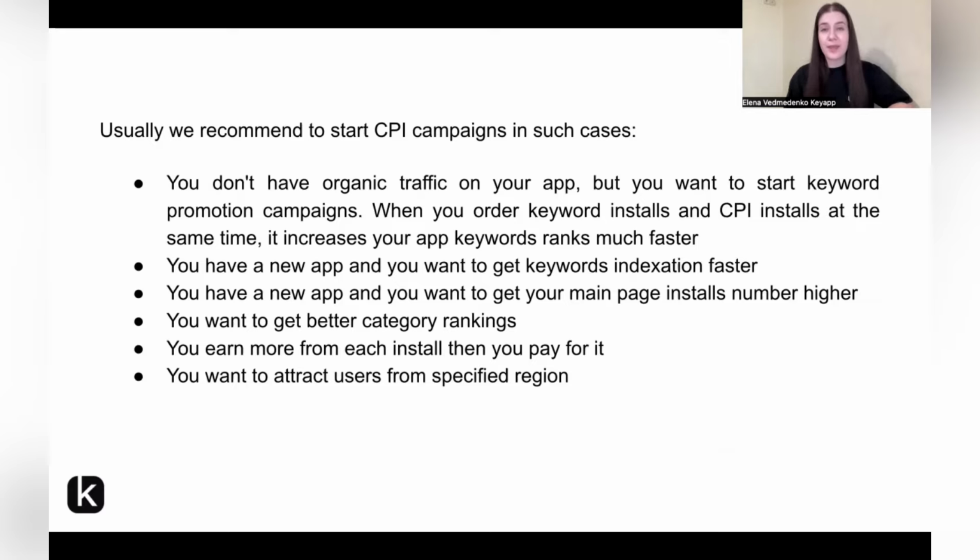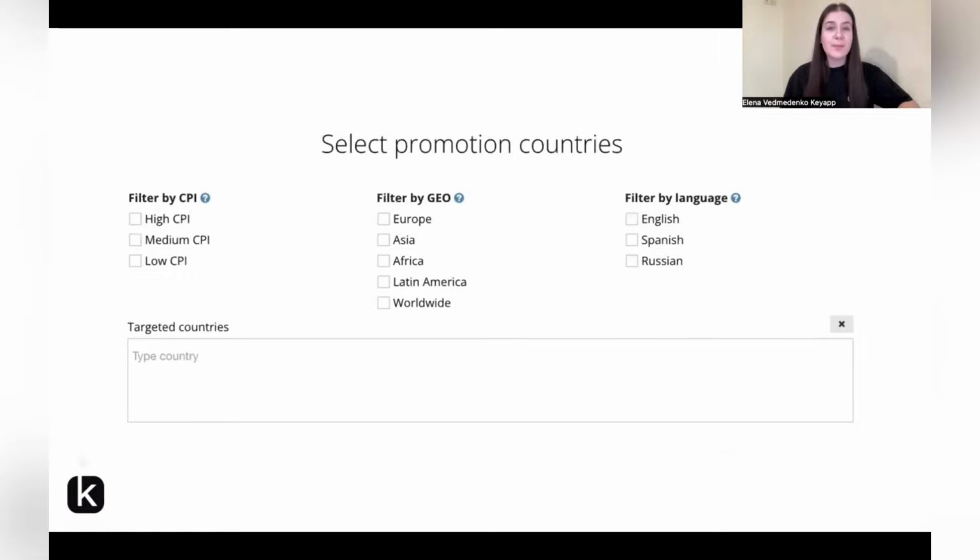Also, if you have the aim to increase the number of downloads on the listing page, or you would like to occupy higher ranks in the category, or you just need the installs from a particular region, CPI is a tool which can help with this. In general, on our platform, you can set up a CPI campaign without any issues. It is easy, it is fast. You just need to choose the regions you would like to work with.